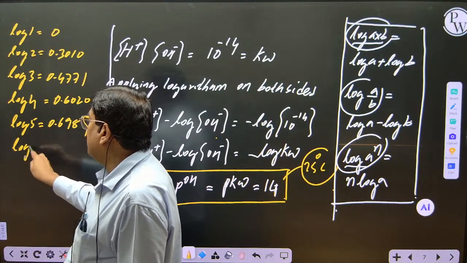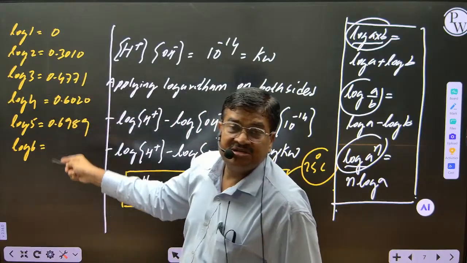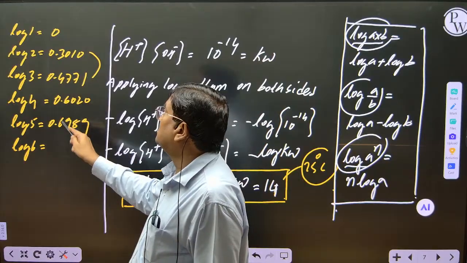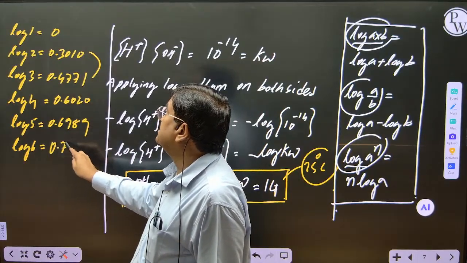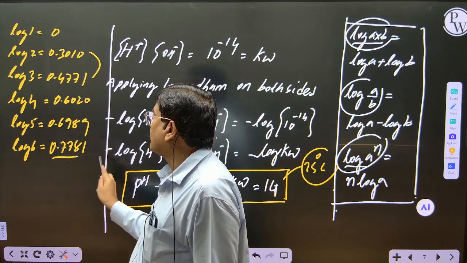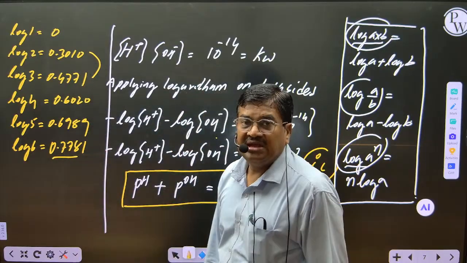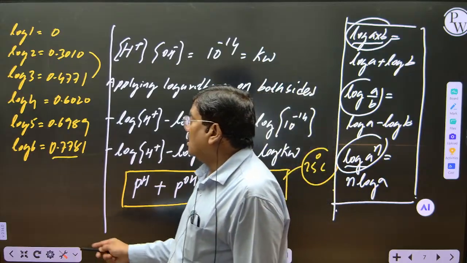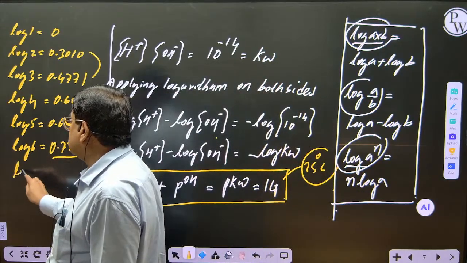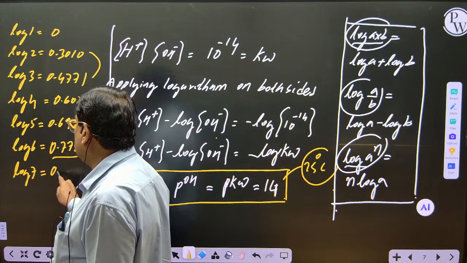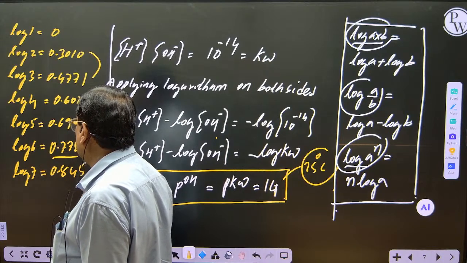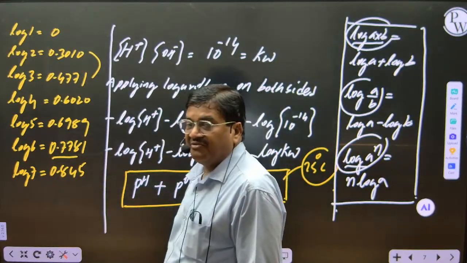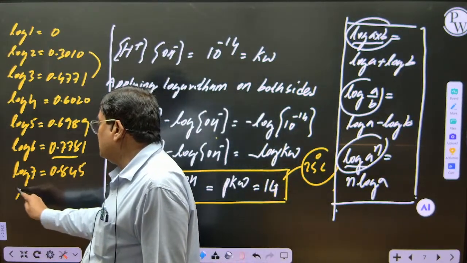Log 6 value we can get. How, student? Log 2 plus log 3. Log 2 plus log 3, how much do you get? 0.7781. Getting the idea? Log 2 into 3, log A plus log B for A into B. Log 7 value you have to remember. Log 7 value will be 0.845 nearly. And log 8 value we can get.